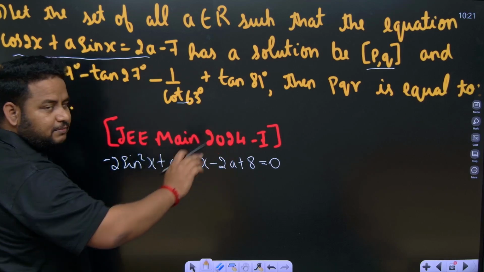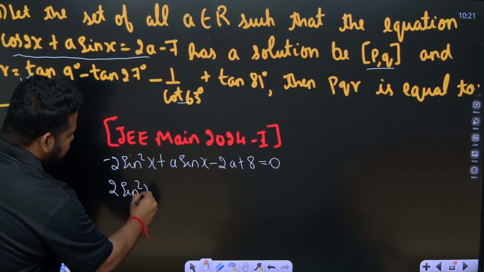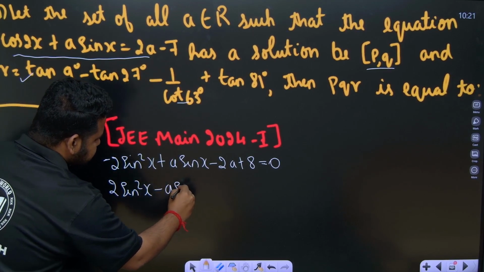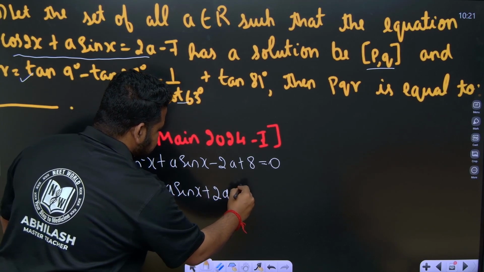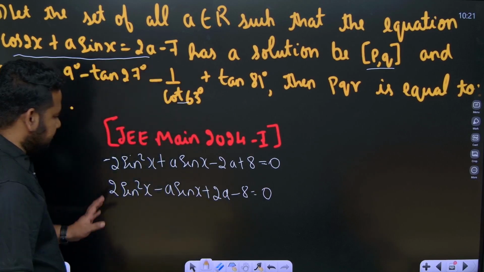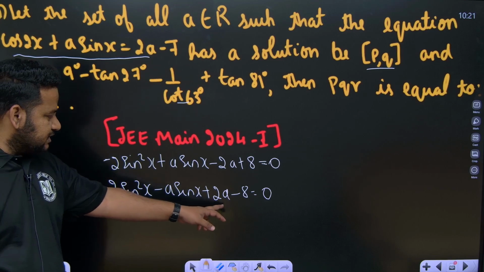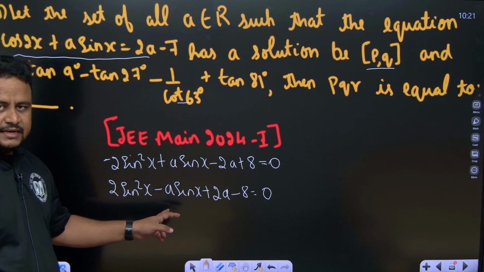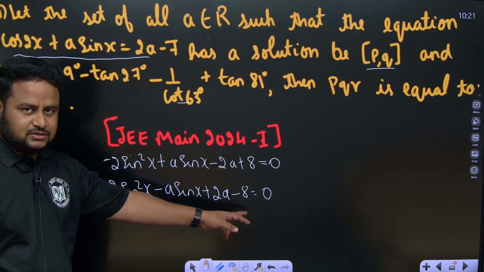So I will multiply throughout by minus, this will become what, friends? This will become 2 sine square x minus a sine x plus 2, okay, plus 2a minus 8 is equal to 0, right? Now here a is there, here also a is there. What can I do? I can take a common, but before that, here I have 2 sine square x, here I have minus 8 is equal to 0.